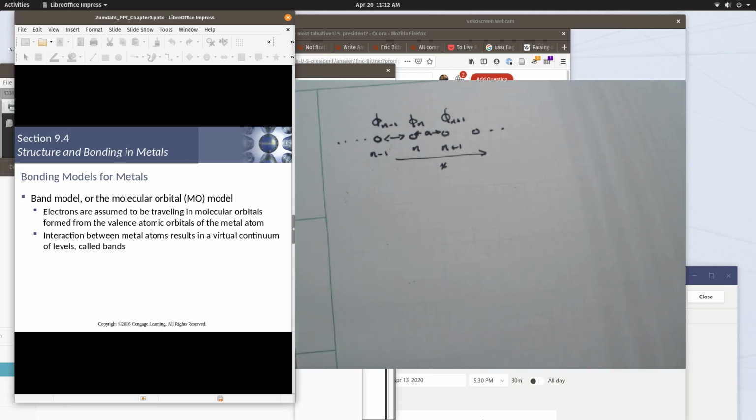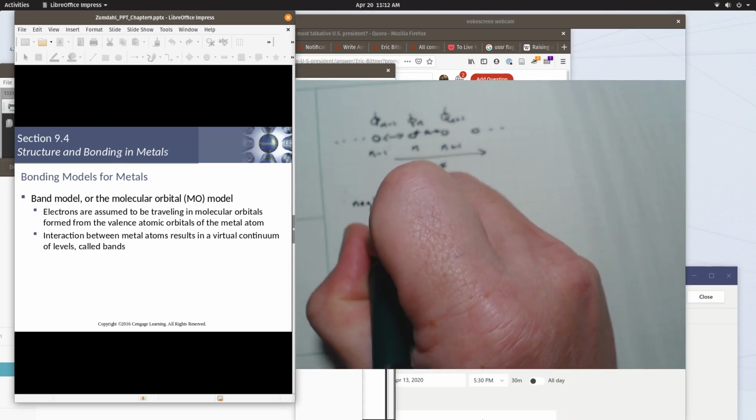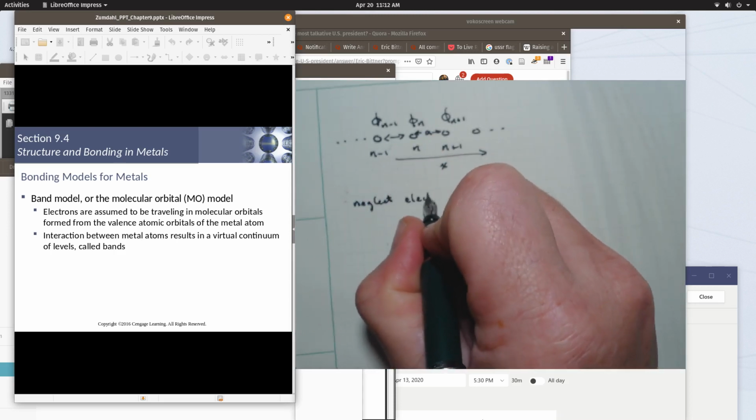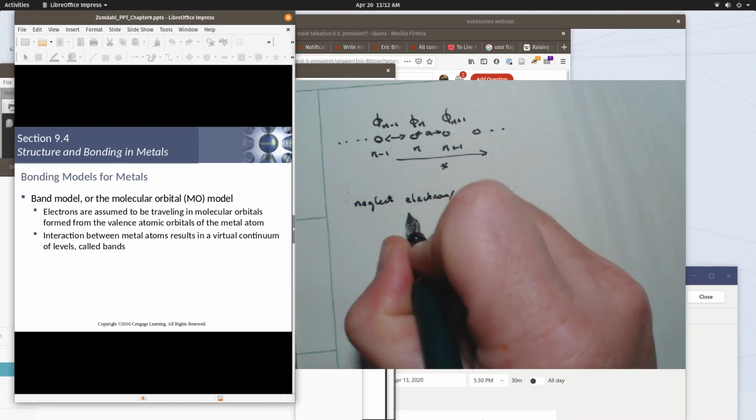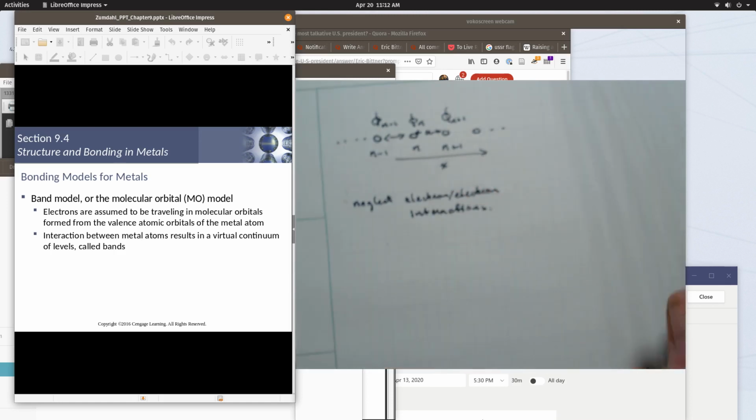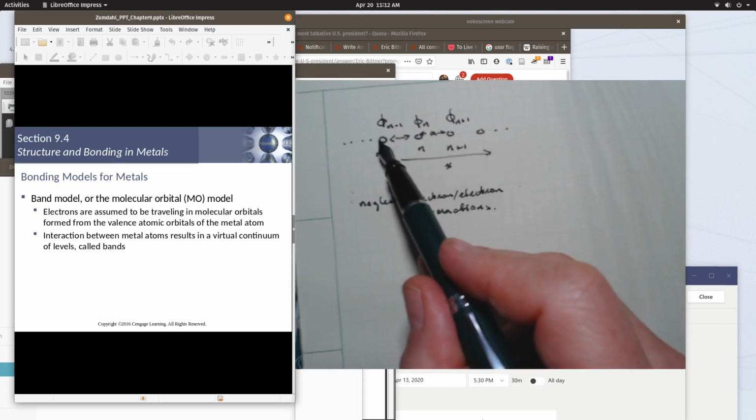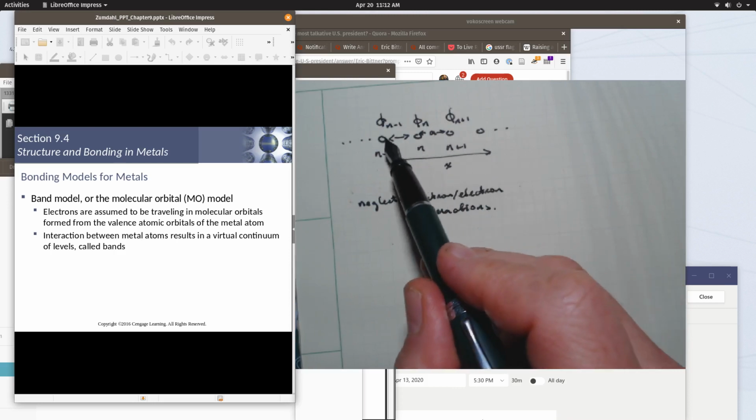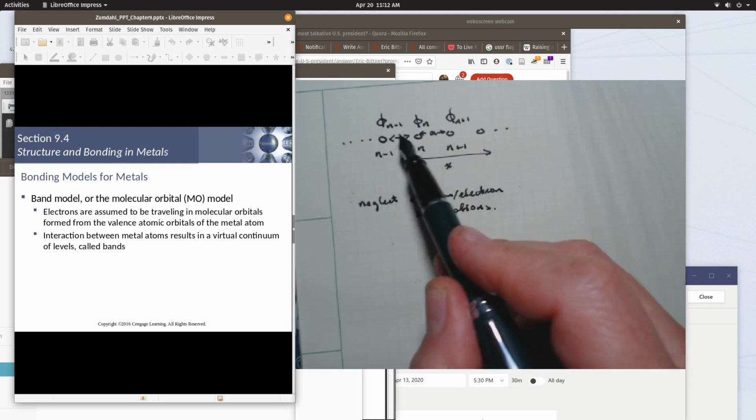Okay? Now, if we neglect, we're going to neglect electron-electron interactions, and that's a pretty good approximation. The reason for that is that each of these sites is really like a plus 1, so I'm going to have one electron from each site associated with each.